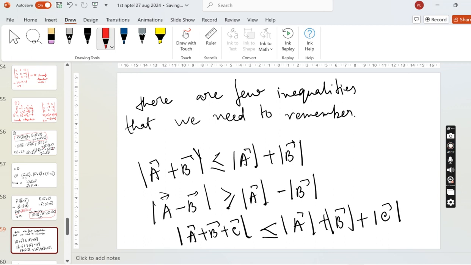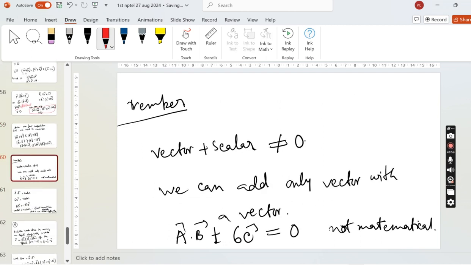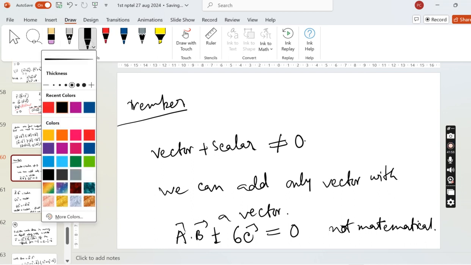Here, I want to discuss a few inequalities that it is better to remember. The magnitude of A plus B is always less than or equal to the magnitude of A plus the magnitude of B. The magnitude of A minus B is always greater than or equal to the magnitude of A minus the magnitude of B. The magnitude of A plus B plus C will always be less than or equal to the magnitude of A plus the magnitude of B plus the magnitude of C. Always remember these things.